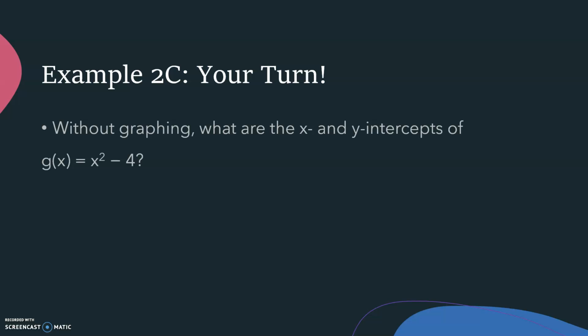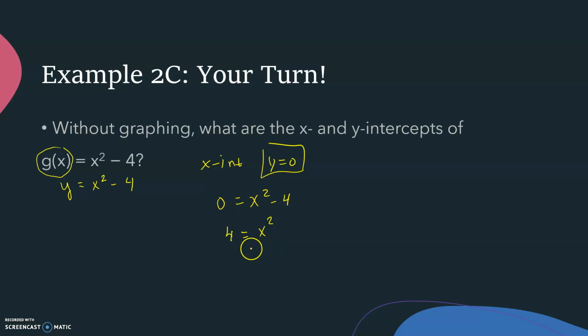For this example, the x and y-intercepts of this one, remember this would be g of x is the notation that means y, so y equals x squared minus 4. To find the x-intercept, I'm going to make y equal to 0. So I have 0 equals x squared minus 4. I'm going to move the 4 over, so I have 4 equals x squared. And then I'm asking myself, what number squared is equal to 4? Well, one possibility is x equals 2, because 2 times 2 is 4. But another possibility is that x is equal to negative 2. So there are 2 different x-intercepts.